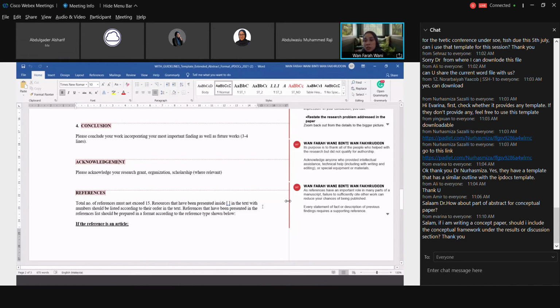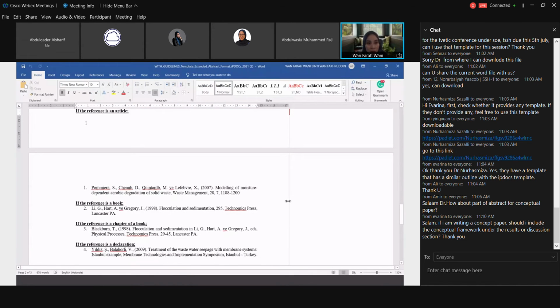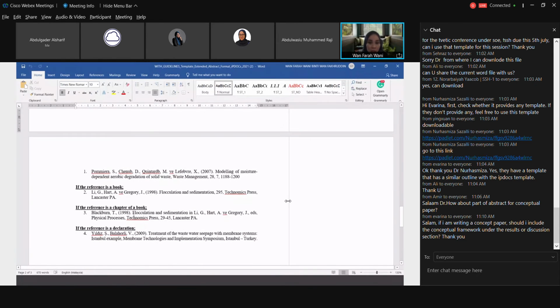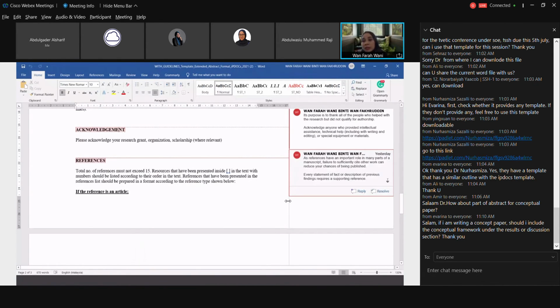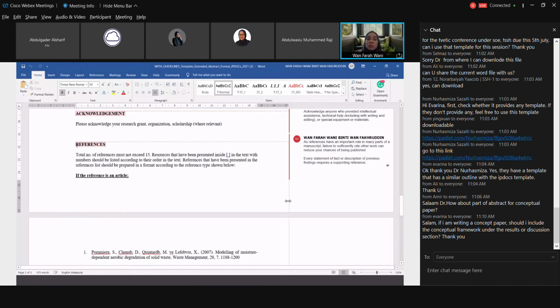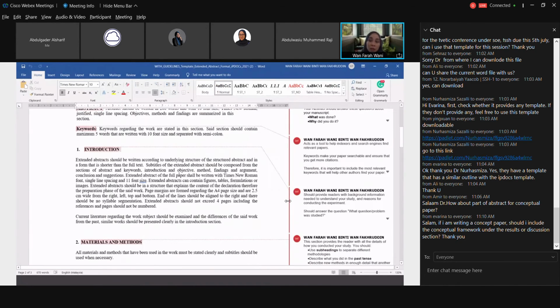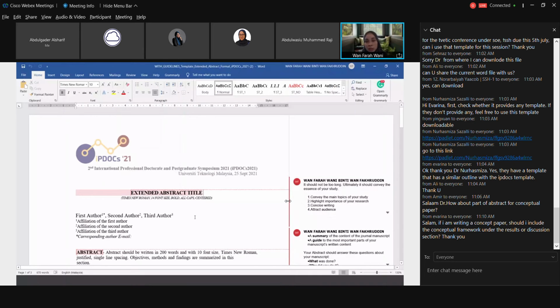And then the references. Look at the format that they wish to have. Here under the instructions, they already give you, if the reference is an article, this is how you cite it. I think this is APA. Every statement of fact or description of previous findings requires a supporting reference, so make sure you don't miss out any. Reviewers also sometimes scrutinize this part. So that is some of the things that I have put in the template.